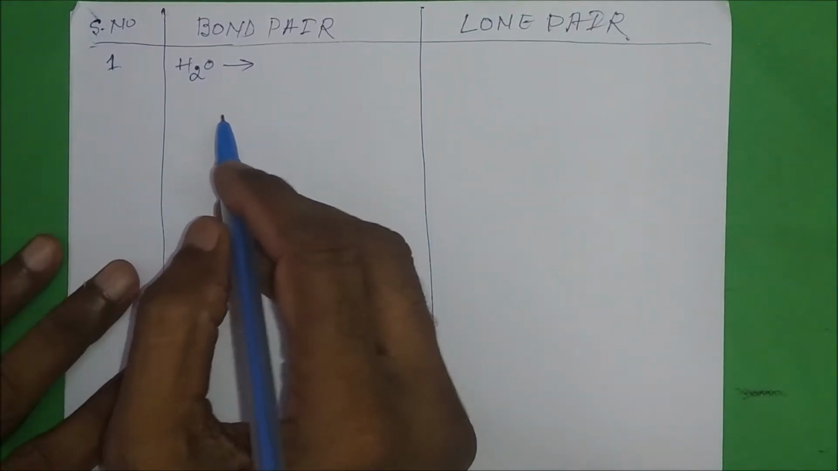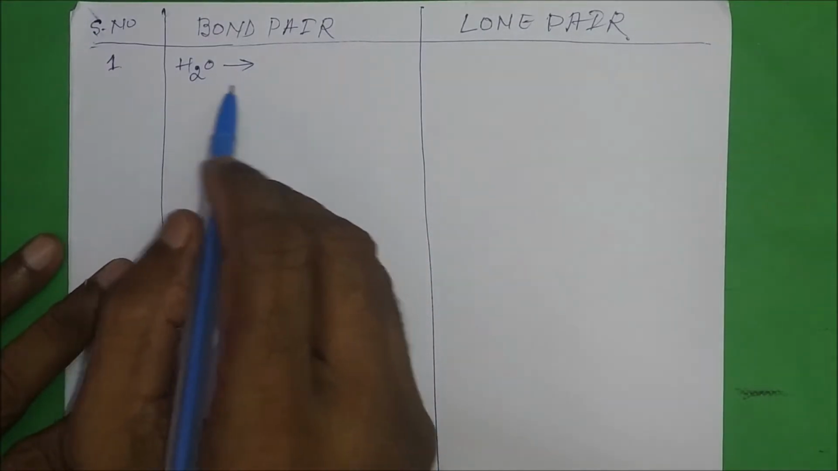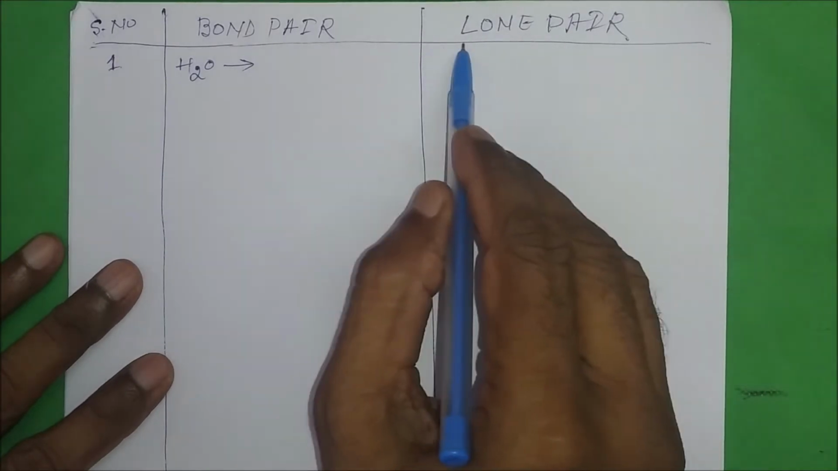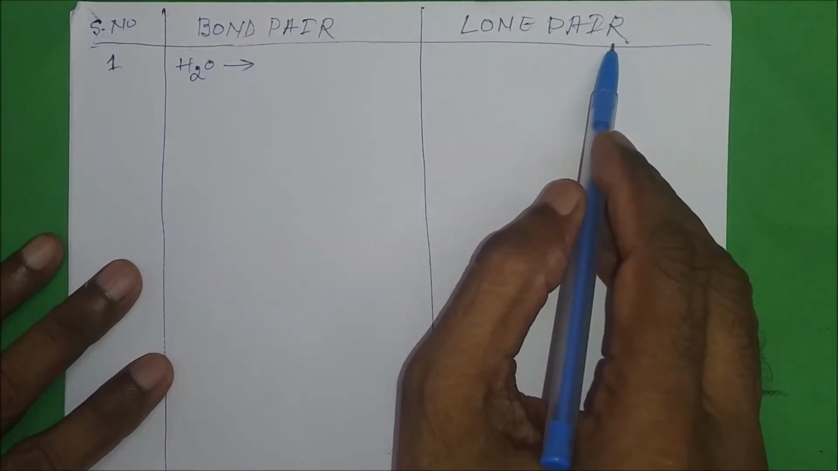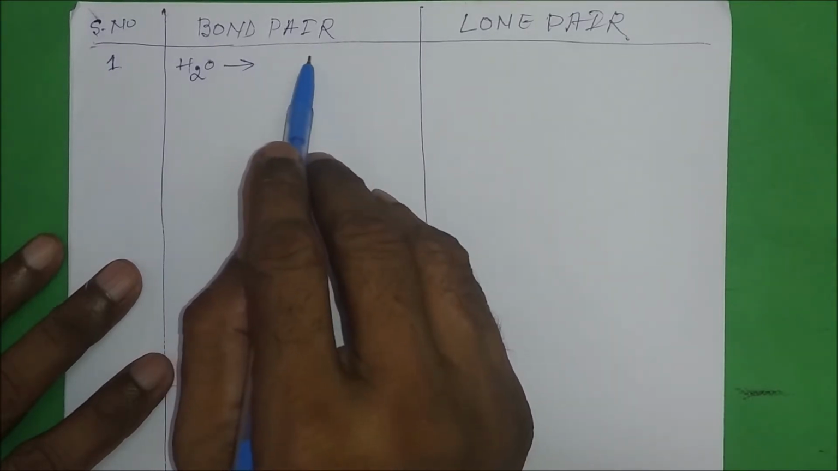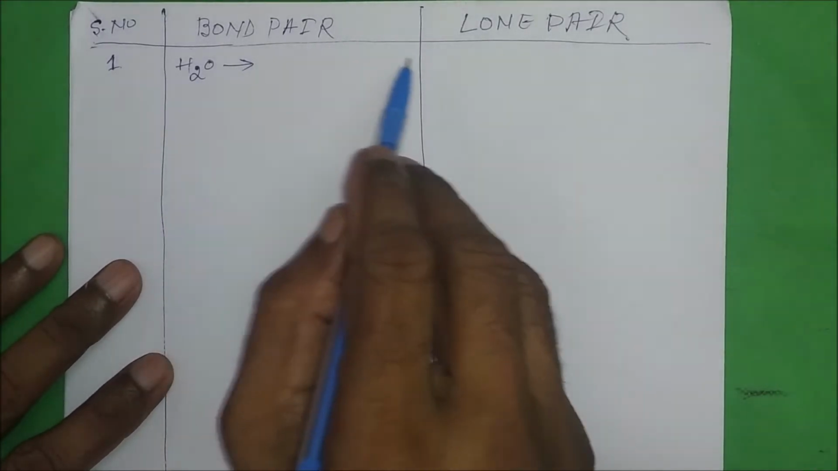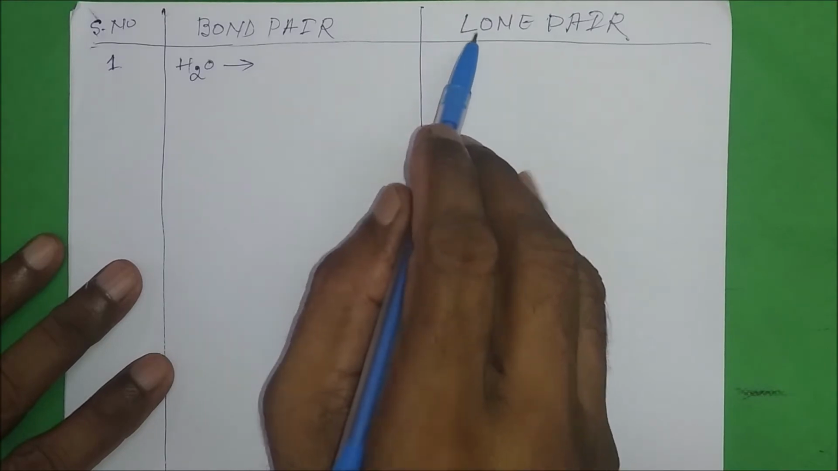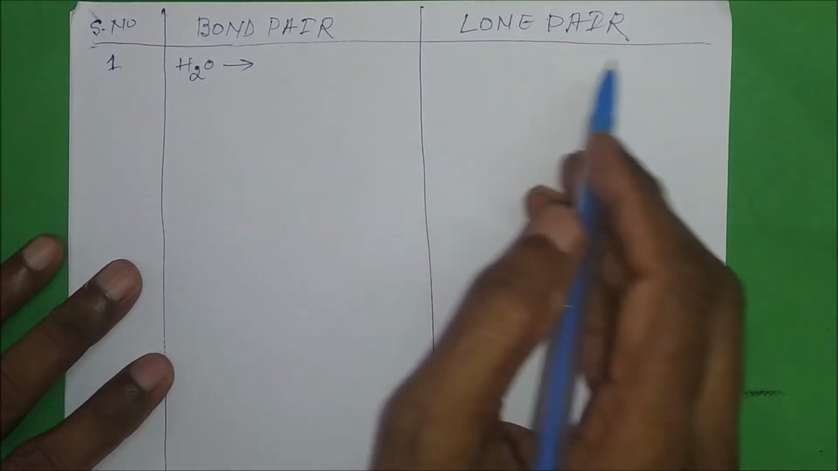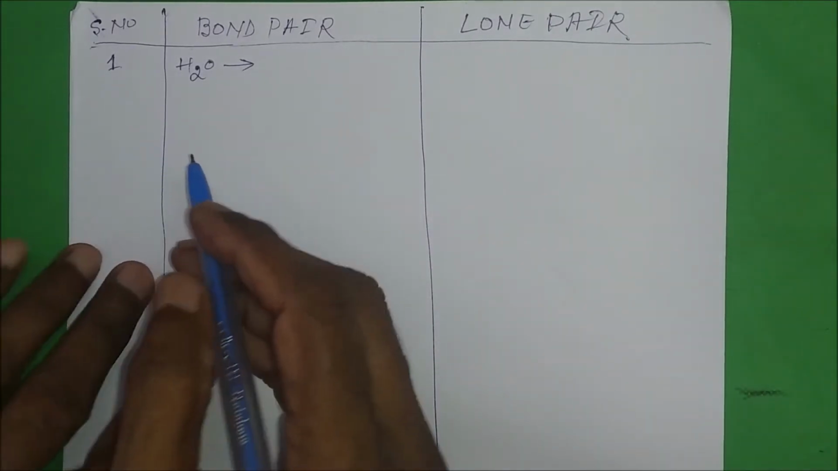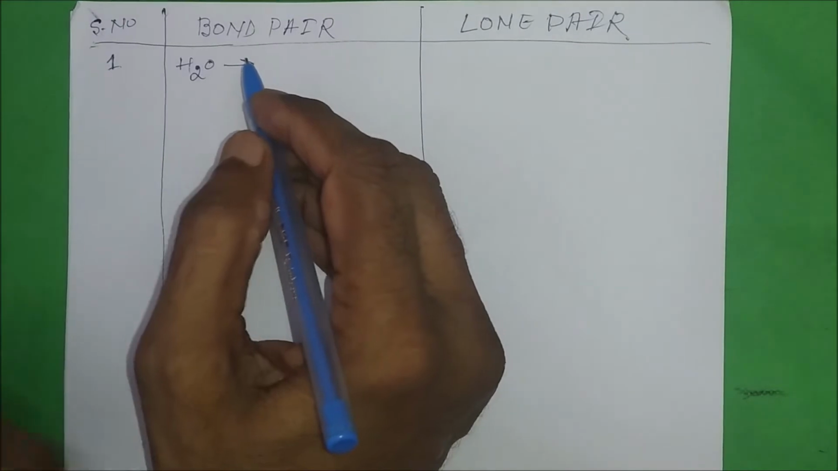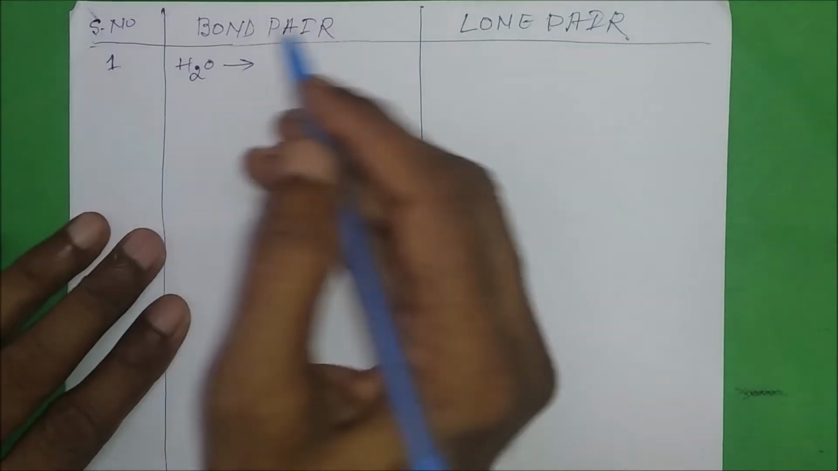So I was explaining about the bond pair and the lone pair. Bond pair, what I said, is a pair of electrons that forms a bond, and lone pair, what I said, is a pair of electrons that do not participate in bond formation, right? In that, I'll give you some more examples of different elements or compounds.